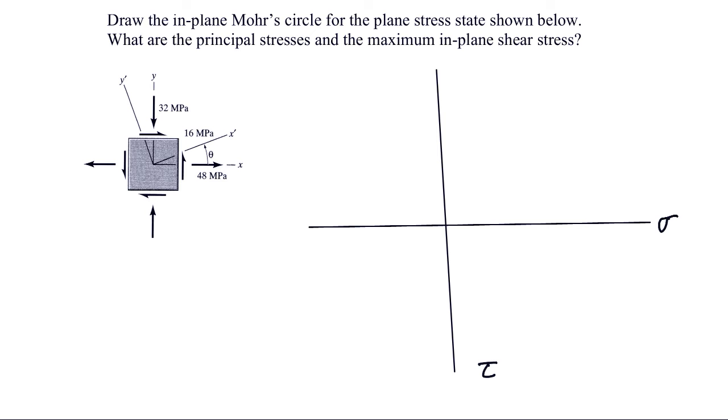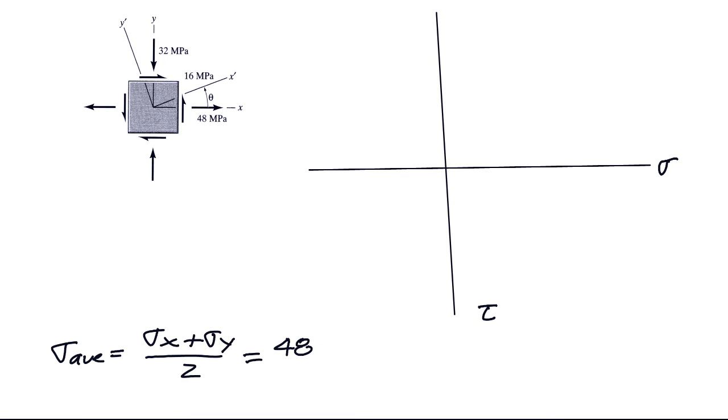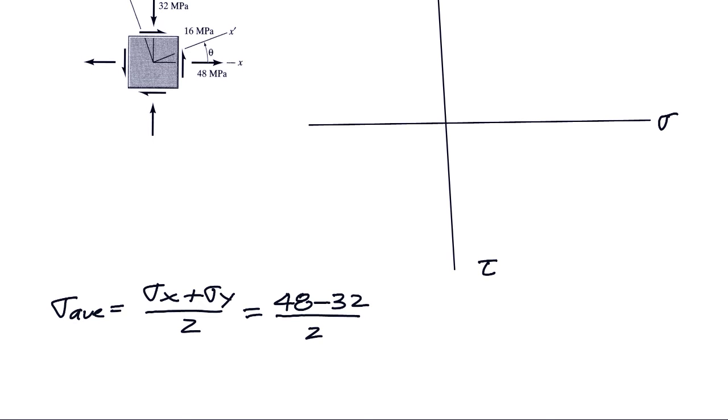The numbers that we need to draw the Mohr circle include the average normal stress between sigma x and sigma y. So that's sigma x plus sigma y divided by 2. So that's a plus 48 for sigma x, a minus 32 for sigma y. So the average value then ends up being 8 megapascals.